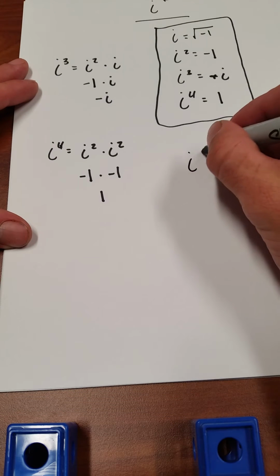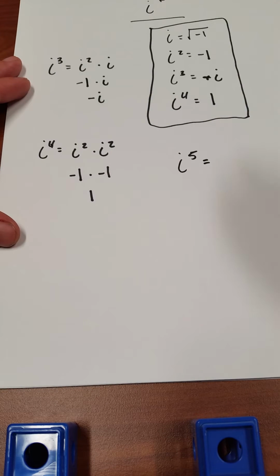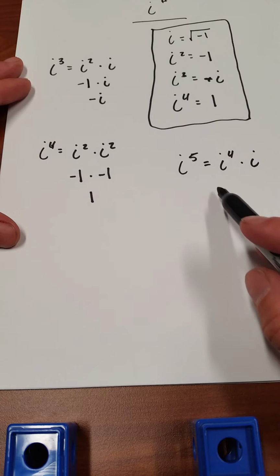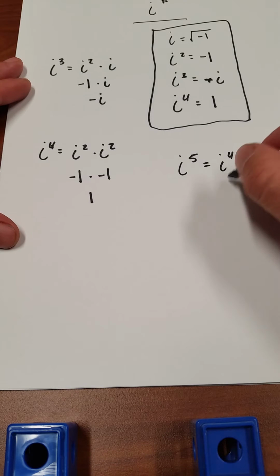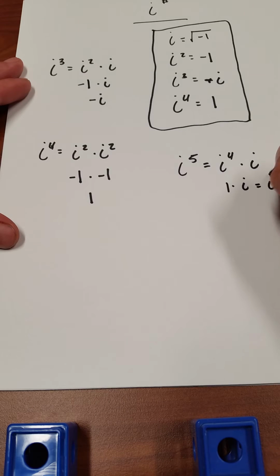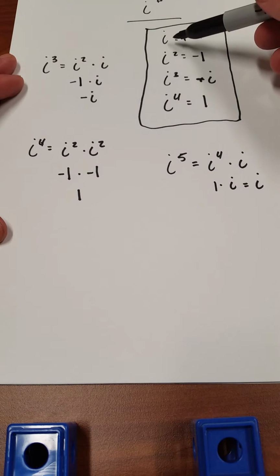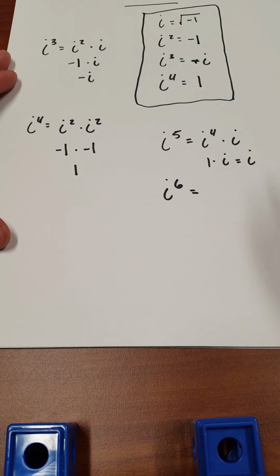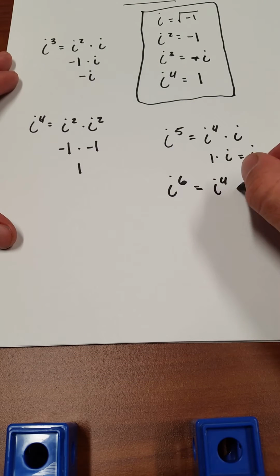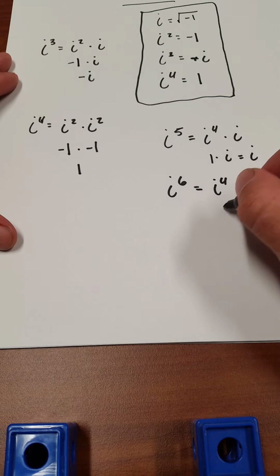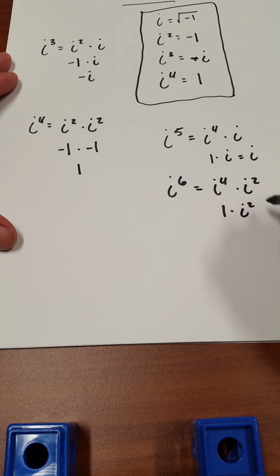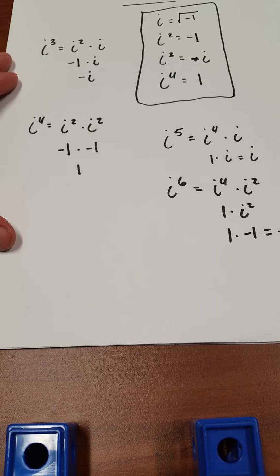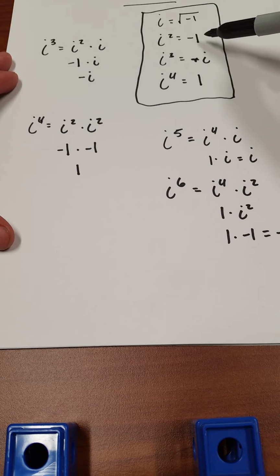Let's look at something like i to the fifth power. Well, we can break that down as i to the fourth times i. But we know i to the fourth is just 1. So this is 1 times i, which is equal to i. Well, look up here, and that's back at the beginning. Well, let's look at i to the sixth. Well, this is i to the fourth times i squared. Well, that's 1 times i squared, and i squared is -1, so that's 1 times -1, which is just equal to -1. Well, if you look back up here, i squared is -1.